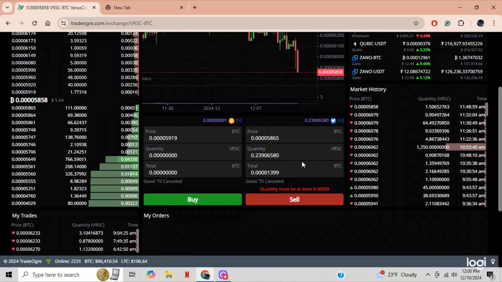But at this point in time, December of 2024, it is just not worth selling your Verus Coin on any market, because you will not get your money.